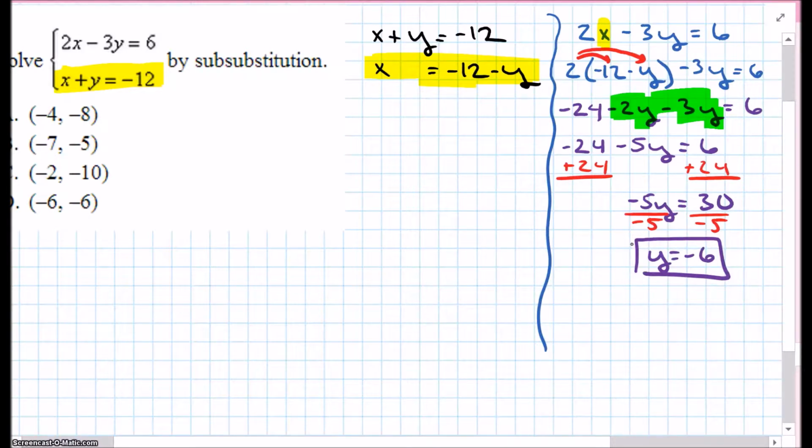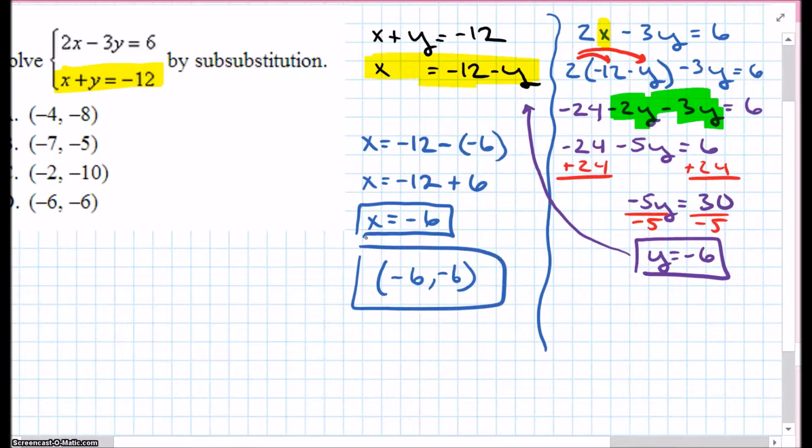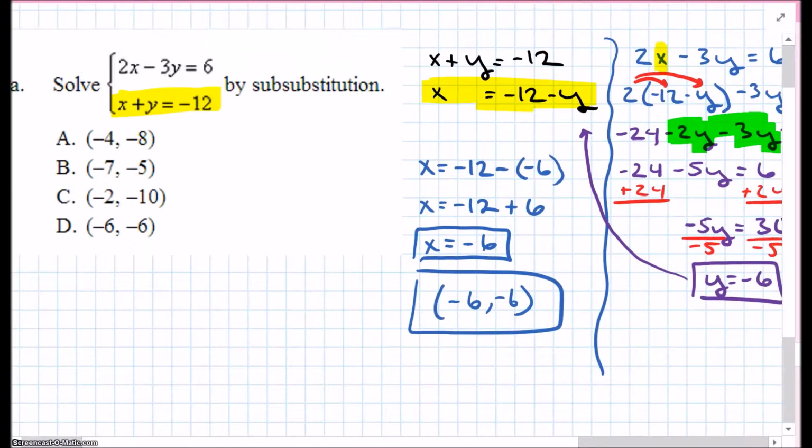So we just got to take that and plug it into this equation. So I'm going to get x equals negative 12 minus (negative 6). See, I put the parentheses around the y value because it was negative. So now x is going to be negative 12. Negative times a negative is positive, so plus 6. So x is going to equal negative 6. So my solution set is negative 6 for my x value and negative 6 for my y value. So the answer is D.